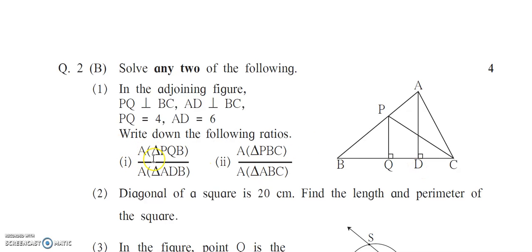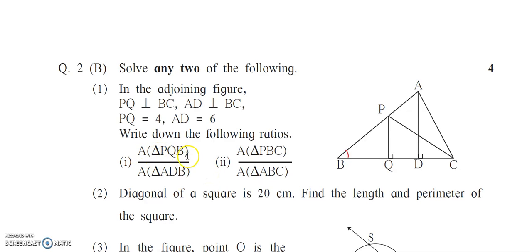Now first, area of triangle PQB upon area of triangle ADB. Now what's happening for these two triangles? These two triangles have different bases and different heights also. Angle B is common, and both of them have a 90-degree angle. Means triangle PQB is similar to triangle ADB. And therefore, the ratio of their areas is equal to the ratio of the squares of their corresponding sides.